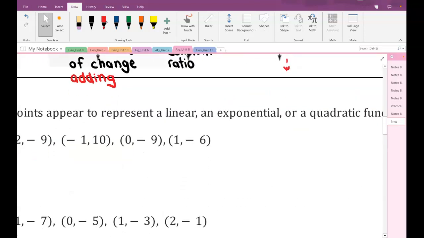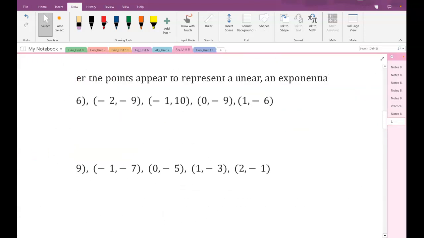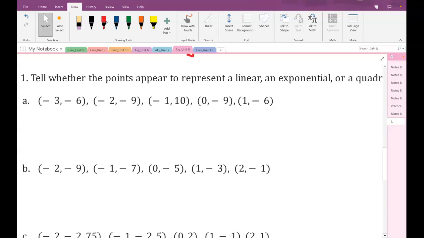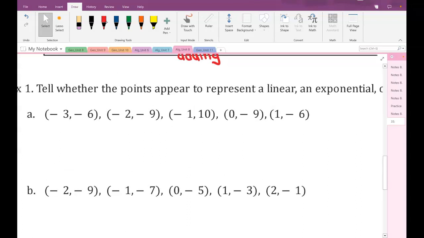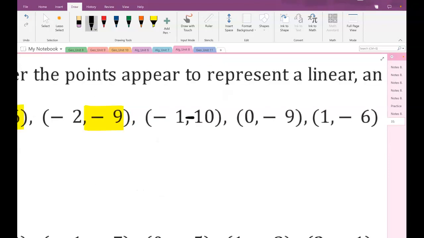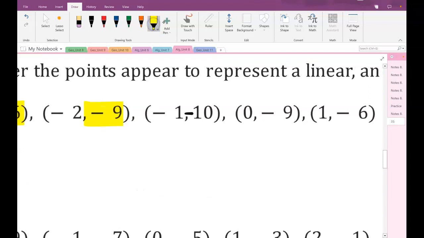So looking at example 1, we're given points. You always want to look at your y values. Your y values are what comes second. So your y values are what are highlighted. It's -6, -9. This needs to be a -10, so you have to make one edit. This should be a -10 in the middle here. -10, -9, -6.